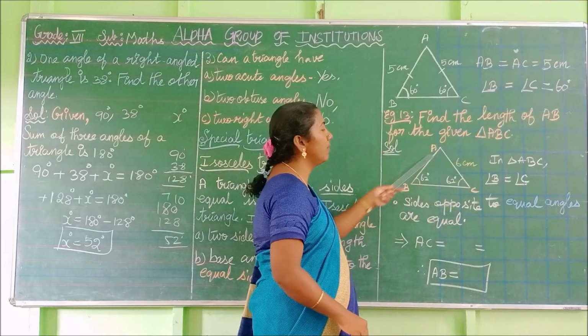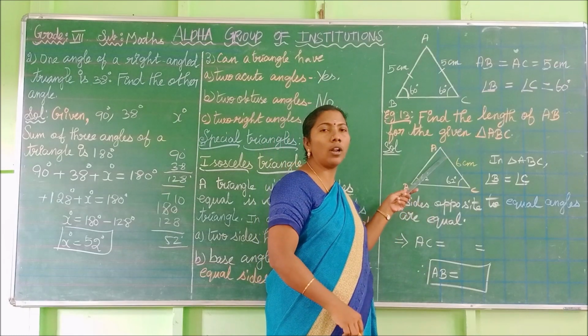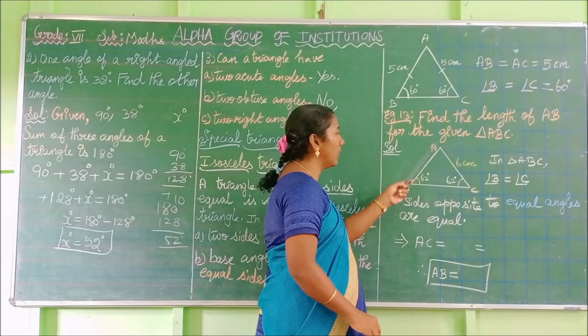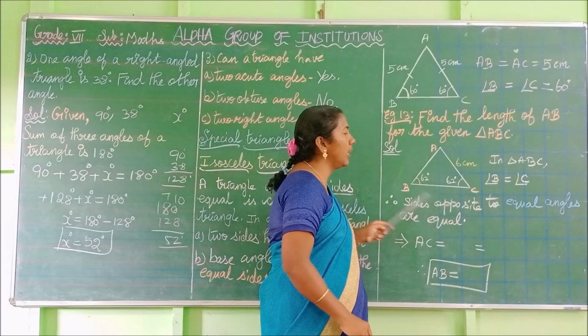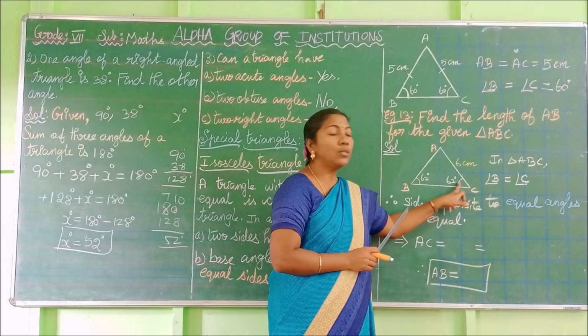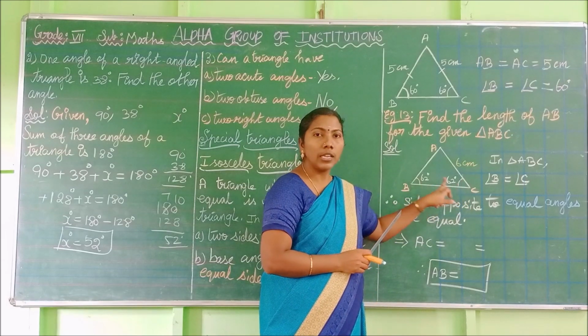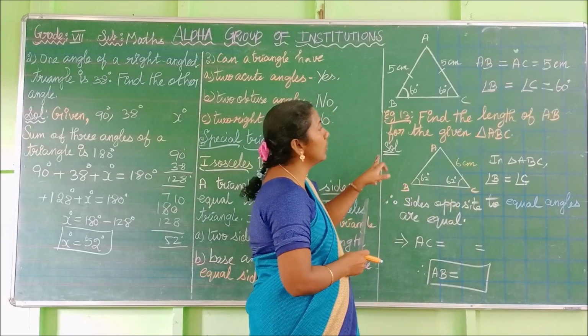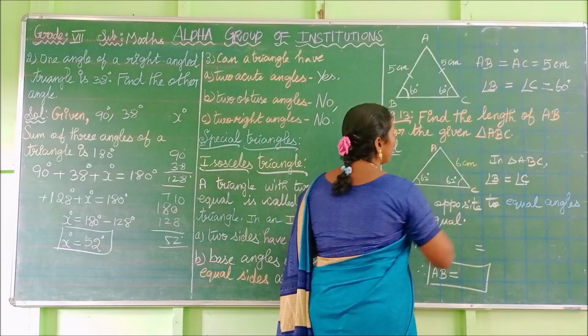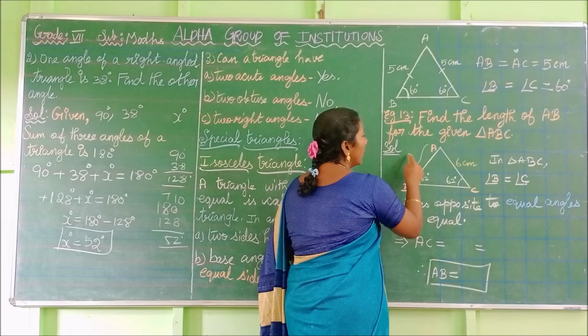This is the given triangle ABC. I have drawn the triangle in the solution box. See here. This is the triangle ABC. In the question they have given the measurement of angle B and angle C. Observe the angles. They are equal. So what is the question? We have to find the length of AB.